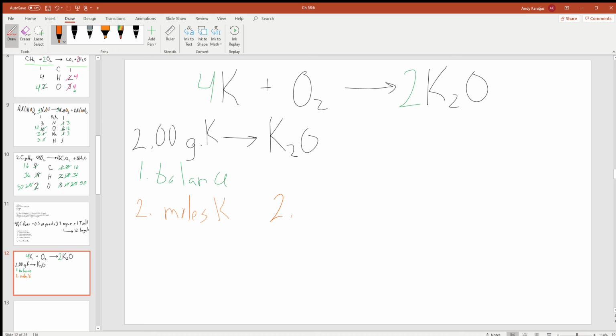We take the mass of potassium, 2 grams, and we divide by the molar mass of potassium, 1 mole over 39.1 grams, is 0.0512 moles. All right, we're going to use that now to find moles of the product.